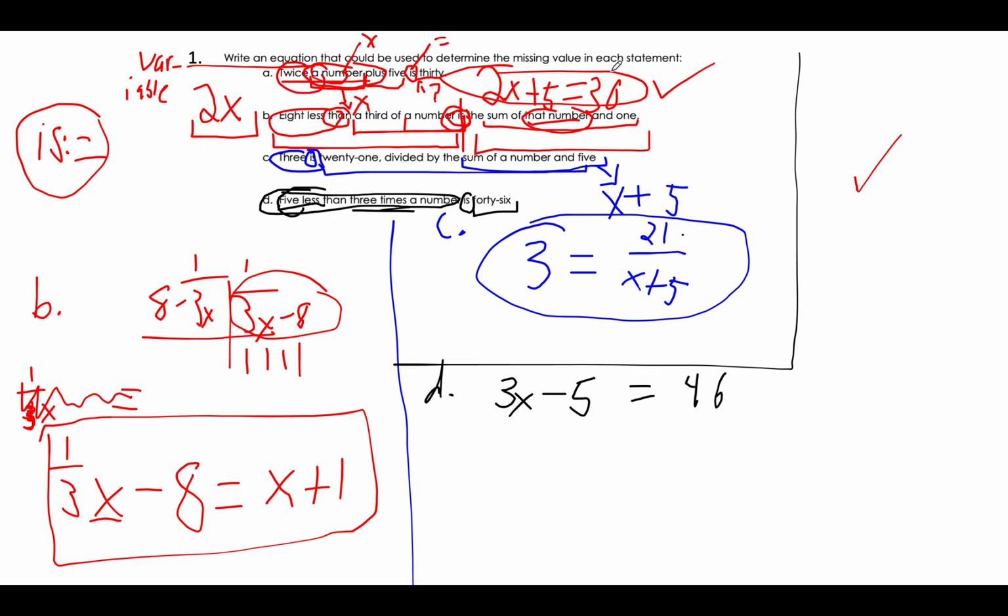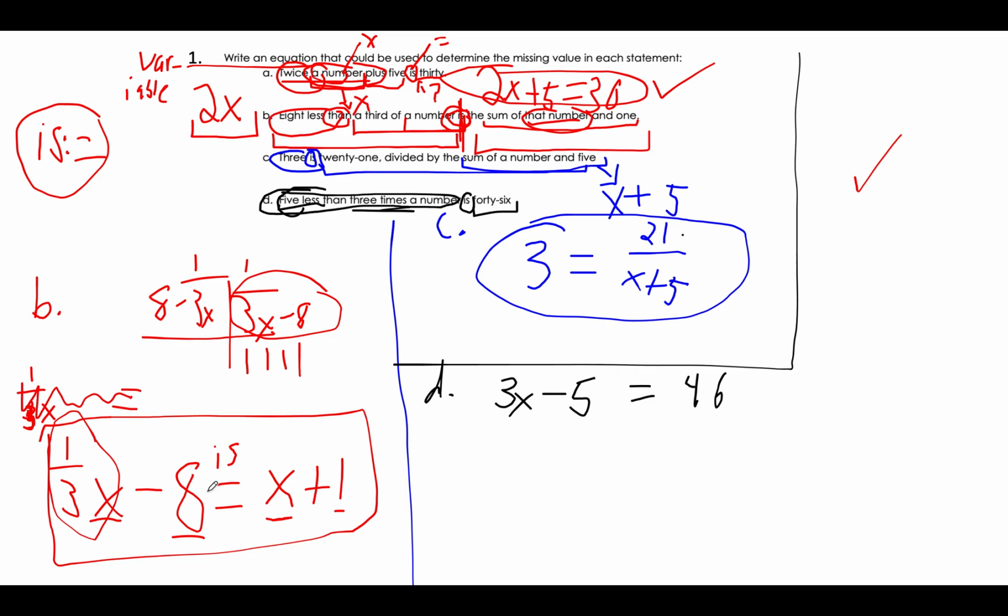Let's take a look at our next one, B. 8 less than a third of a number is the sum of that number and 1. So we can divide the equation in half by putting a line down here for "is," which is going to be our equal sign. And we have a third of a number, that's where we get 1/3 x minus 8. So we take 8 away from a third of a number, and that gives us 1/3 x minus 8 is the sum of that number, or x again, plus 1.